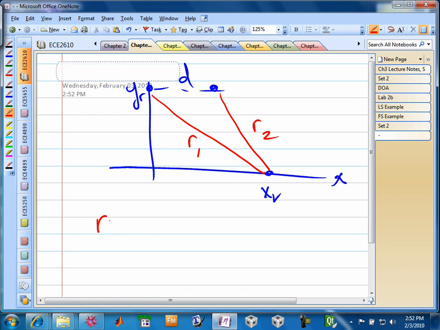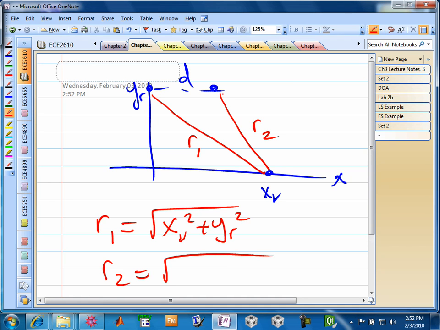So as an example, what's r1 going to be? R1 is, from geometry, the square root of xv squared plus y sub r squared, right? You know, the two sides of the triangle. What's r2 going to be? Well, that's this little triangle in here. So what's the base on that triangle? Okay, xv minus d squared, then still y sub r squared.